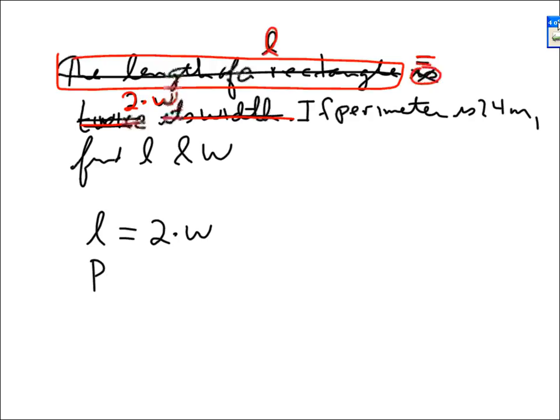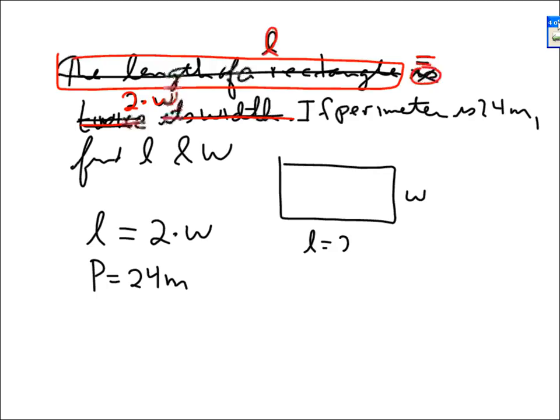And they tell us the perimeter is 24 meters. So let us draw this. Here's the width, and the length is twice the width. Now, when it comes to computing perimeters, I only like to go halfway. So 2W plus W should be half the perimeter. Well, half of 24 is 12.